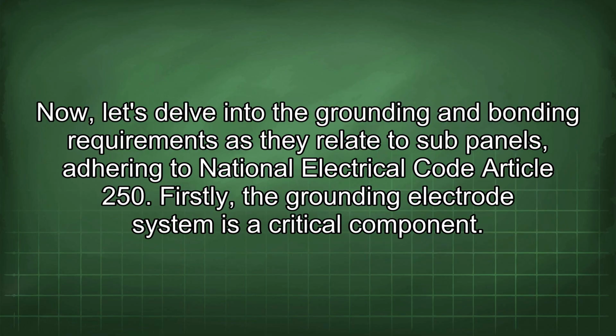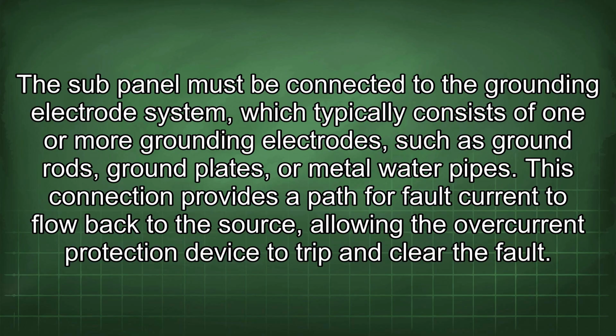Now let's delve into the grounding and bonding requirements as they relate to sub-panels, adhering to National Electrical Code Article 250. Firstly, the grounding electrode system is a critical component. The sub-panel must be connected to the grounding electrode system, which typically consists of one or more grounding electrodes, such as ground rods, ground plates, or metal water pipes. This connection provides a path for fault current to flow back to the source, allowing the overcurrent protection device to trip and clear the fault.